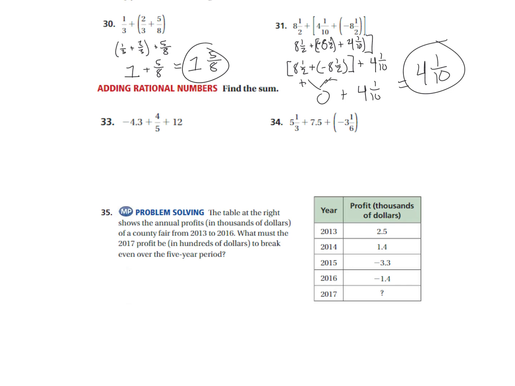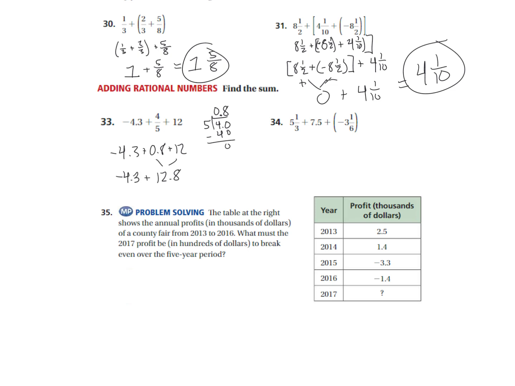All right, 33 and 34 is just having us add multiple rational numbers together, right? We want to make sure we get these all into the same form. Okay, so I'm going to change this fraction into a decimal by taking the denominator and dividing it into the numerator. 5 does not go into 4, but 5 goes into 48 times. So I get a decimal of 0.08, meaning we get something like this. Adding my two positive values together, 12 plus 0.8 gives me 12.8.